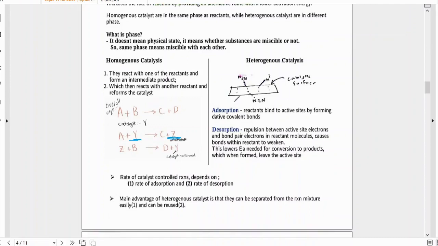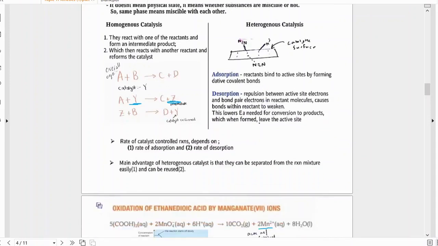And for heterogeneous catalysts, reactant molecules, gaseous molecules, adsorb onto the solid catalytic surface. Adsorb. The marking point is adsorb by formation of dative covalent bond. Then reaction takes place and activation energy is lowered. Read this. So reactant molecules are converted into products, and these products are desorbed. Products are desorbed from the active site. These are all the marking points.